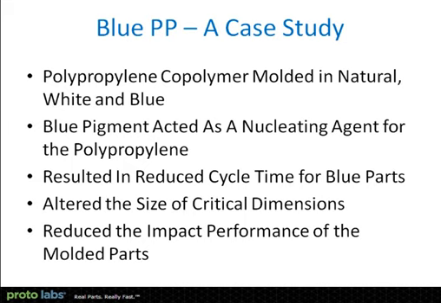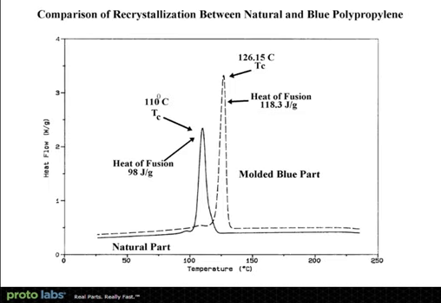The thing that we really noticed that was of great concern to us was that we saw a marked reduction in impact performance when we used the blue colorant in the polypropylene that we were coloring. Now, this is an analysis we performed in the lab to understand what was going on between an uncolored polypropylene and the blue. And read this graph from right to left.